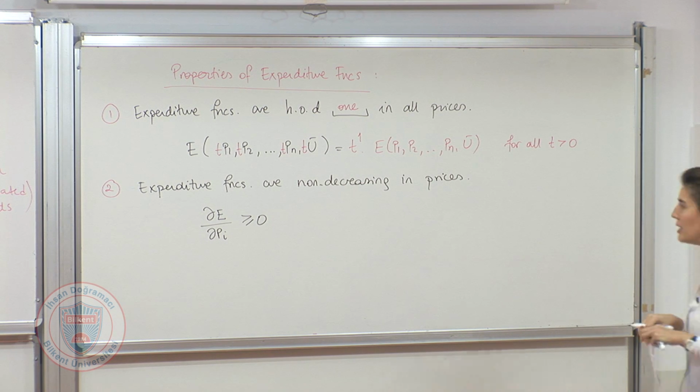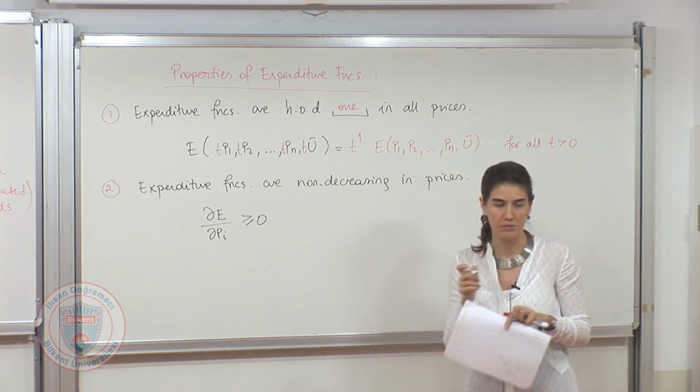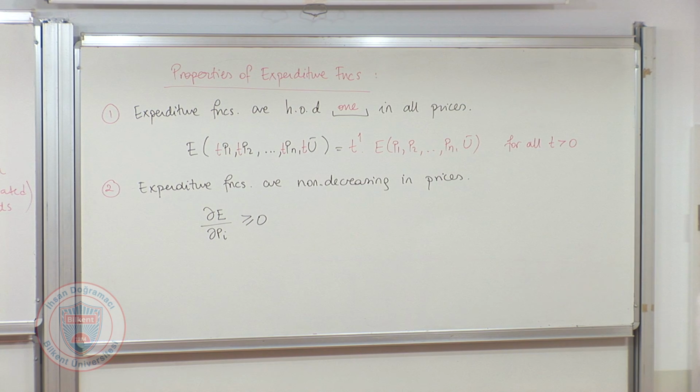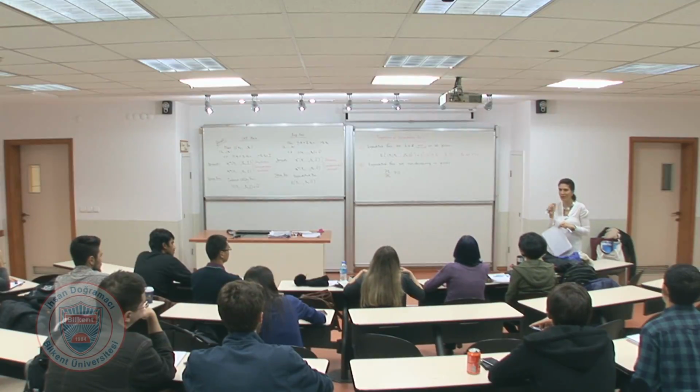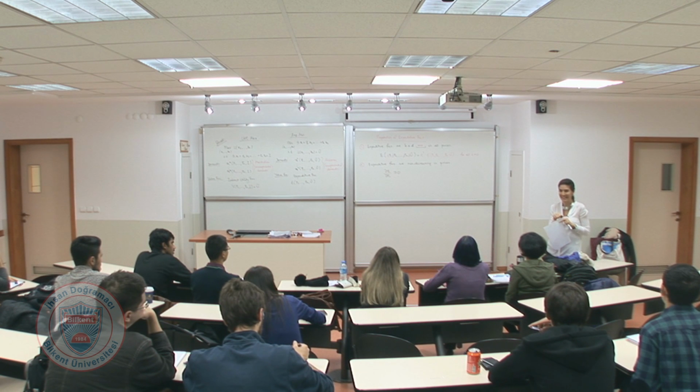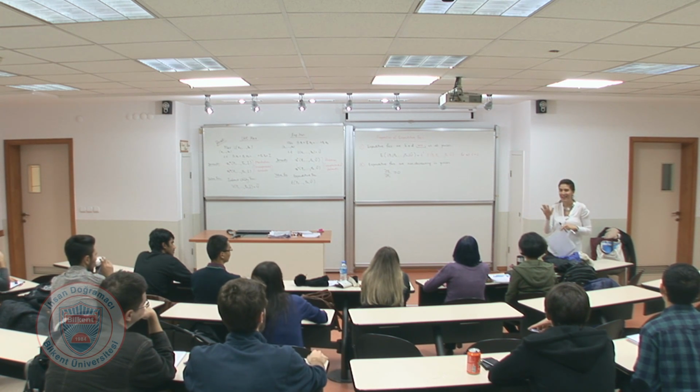But why do you think this is the case? Why? It says that when the price of one good increases, expenditure, in the best case, is going to stay the same, or it's going to increase definitely. Why? Do you think this is correct? Yes. But why? Why?